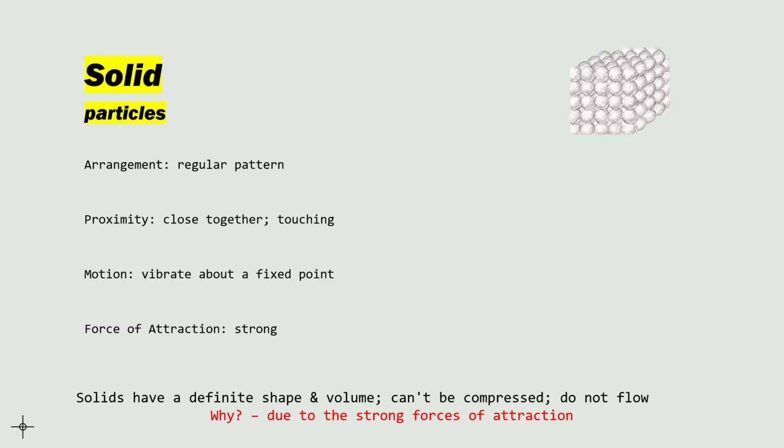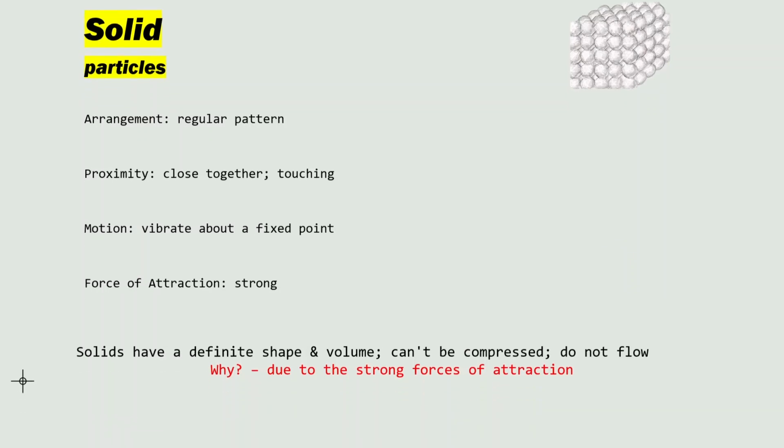And lastly, we are supposed to focus in on the force of attraction. And the force of attraction between these particles, you would say that they are very strong. They're held together because of the force of attraction between them, which is so strong. So this is extra information that I placed down here to say that solids do have a definite shape and volume. They can't be compressed and they do not flow. Why? Due to the strong forces of attraction.